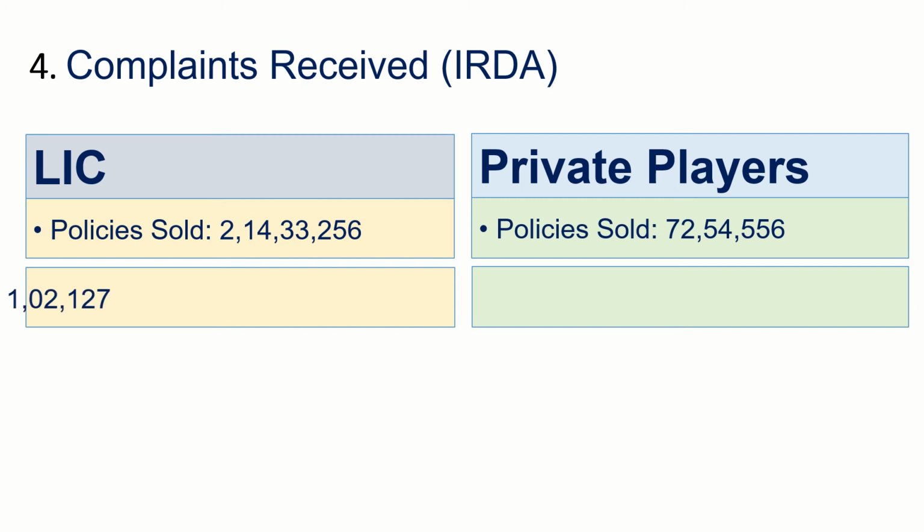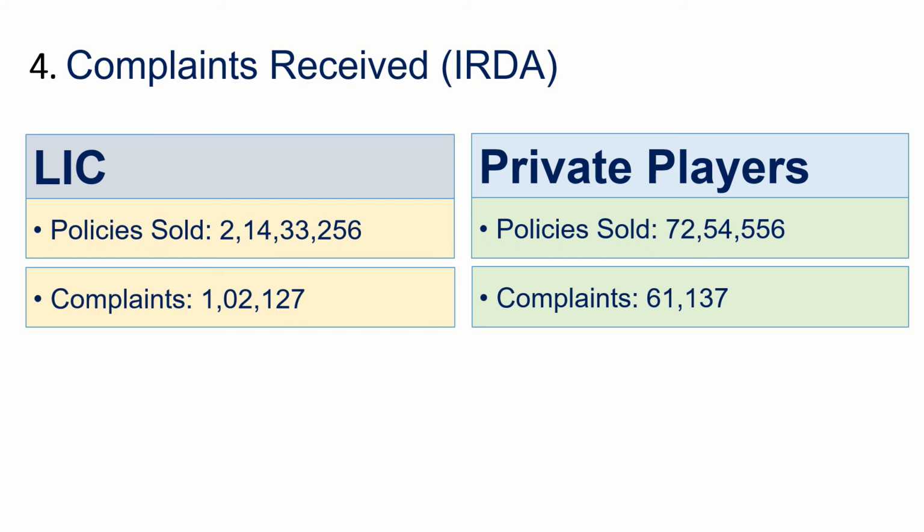Complaints received. So IRDA received a total of 1,02,127 complaints against LIC in 2018-19, whereas the IRDA received 61,137 complaints against all the private players. So here you can see the policies sold were 3 times, whereas the complaints received is around 1.5 times. So people have fewer complaints against the LIC than the private players.